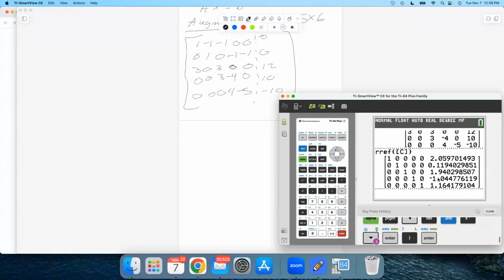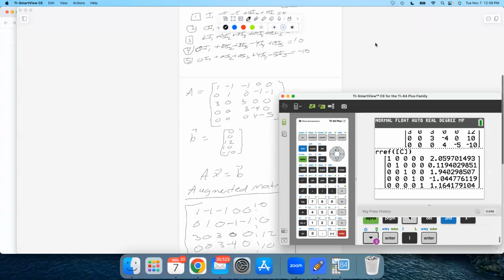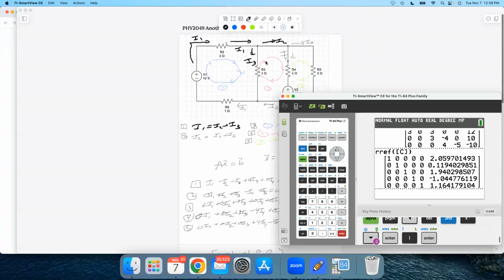Notice we got I4 backwards. It's a negative. What does that mean? That means that I was wrong. This current actually flows up instead of down. I don't care. If you get a negative on one of these, it doesn't matter. You don't have to change anything. You don't have to redo the problem. In fact, you just ignore the negative. You make a mental note of it and go, oh, I guess it went the other way.